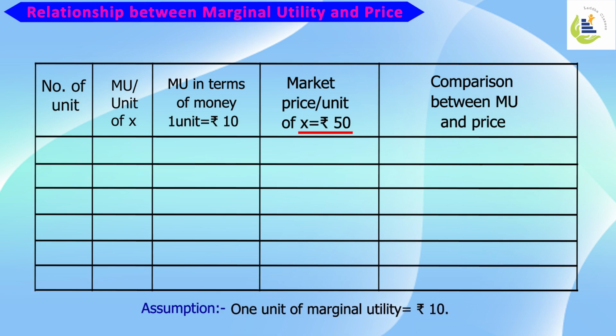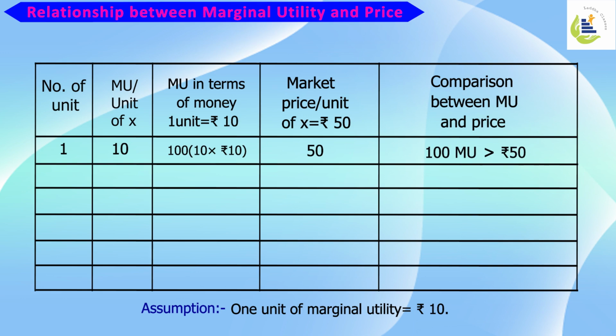So what happens when a consumer buys the first product? It will have a marginal utility of 10 units. Now, for 10 units, with every unit having 10 rupees associated with it, the marginal utility in terms of rupees will be 100. The price paid for one product will be 50 rupees. What do you understand? That marginal utility in terms of money is higher than the actual money paid. So a rational consumer will tend to buy it.